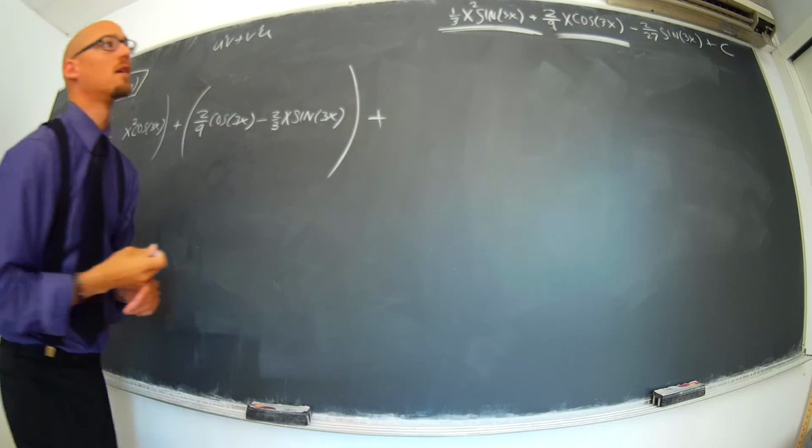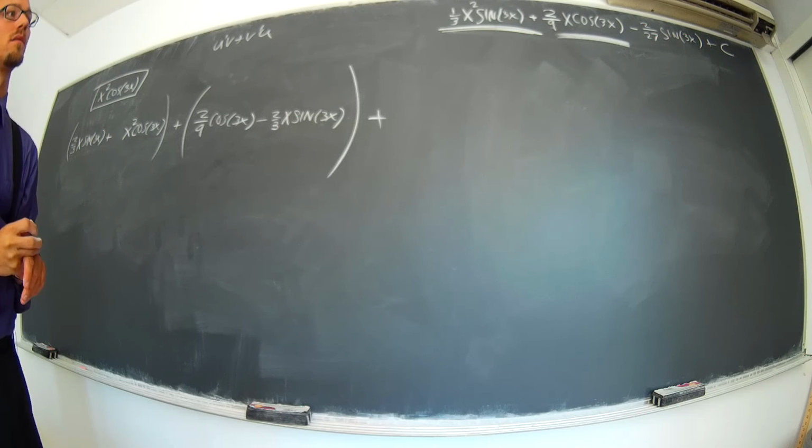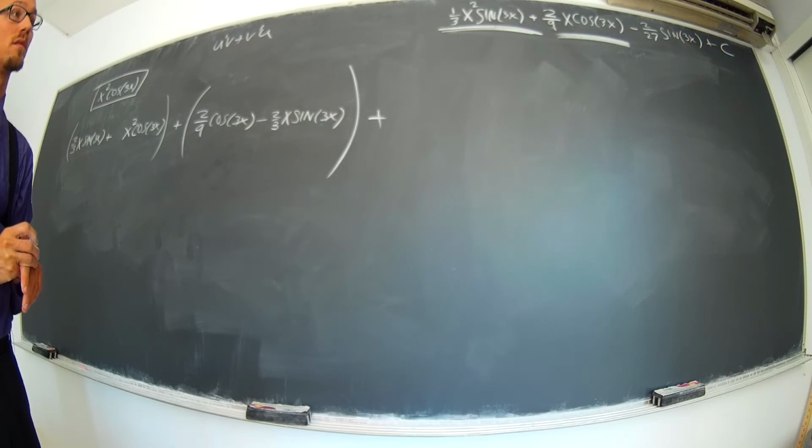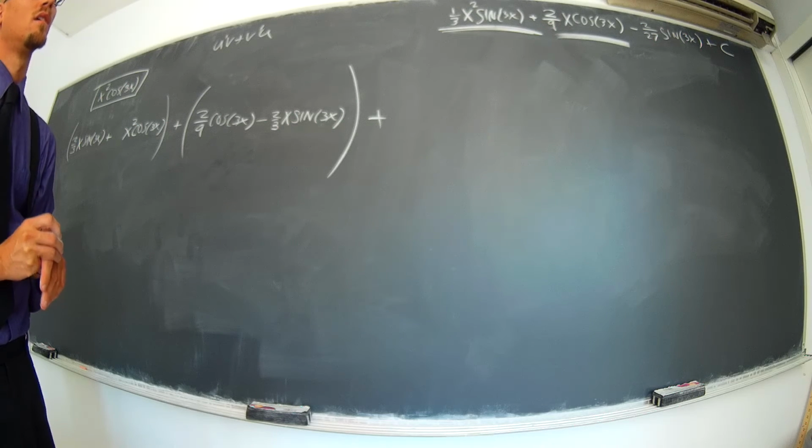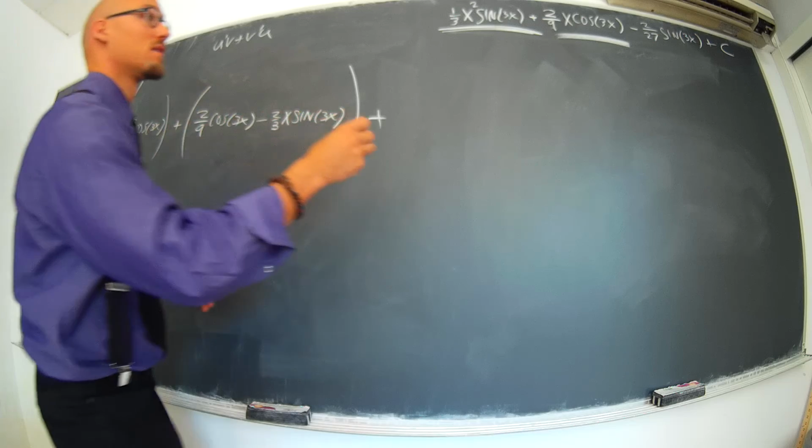Plus, and then the last one's not a product. Hallelujah. It is a chain rule, and Sergio's gonna do it. Nope. Sine of 3x. The derivative of sine of 3x. This is just a constant.